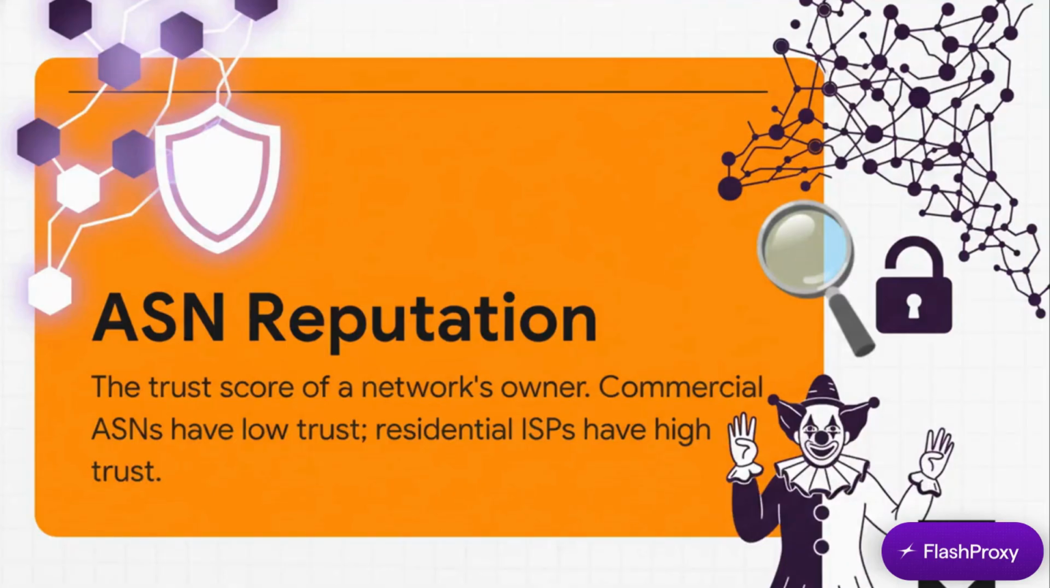And it's not just the IP address itself, it's about who owns the whole block of IPs. Every network has an owner, an ASN. You've got your big, trusted residential ISPs like Comcast or AT&T. Their ASNs have a super high trust score. But the ASN for a data center or a known commercial proxy provider, yeah, that has a rock-bottom trust score. Using an IP from one of those is like trying to get past security wearing a shirt that says, "I'm not here for good reasons."